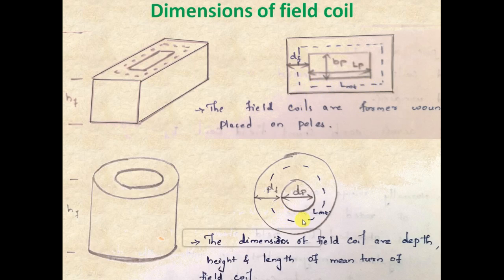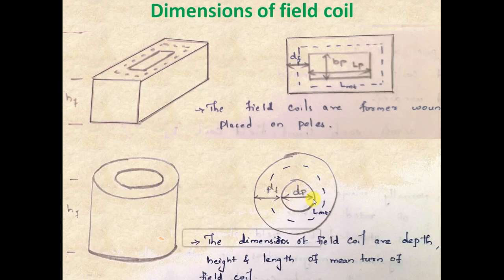Similarly, in the case of cylindrical poles also, the length of mean turn is indicated by the circle. So you have to find the circle's perimeter to get its mean turn. It is very clear that the diameter of this circle is dP plus dF by 2 plus dF by 2, where dF is the depth of this field winding. This whole diagram is indicating the top cross-sectional view of this cylindrical field winding.